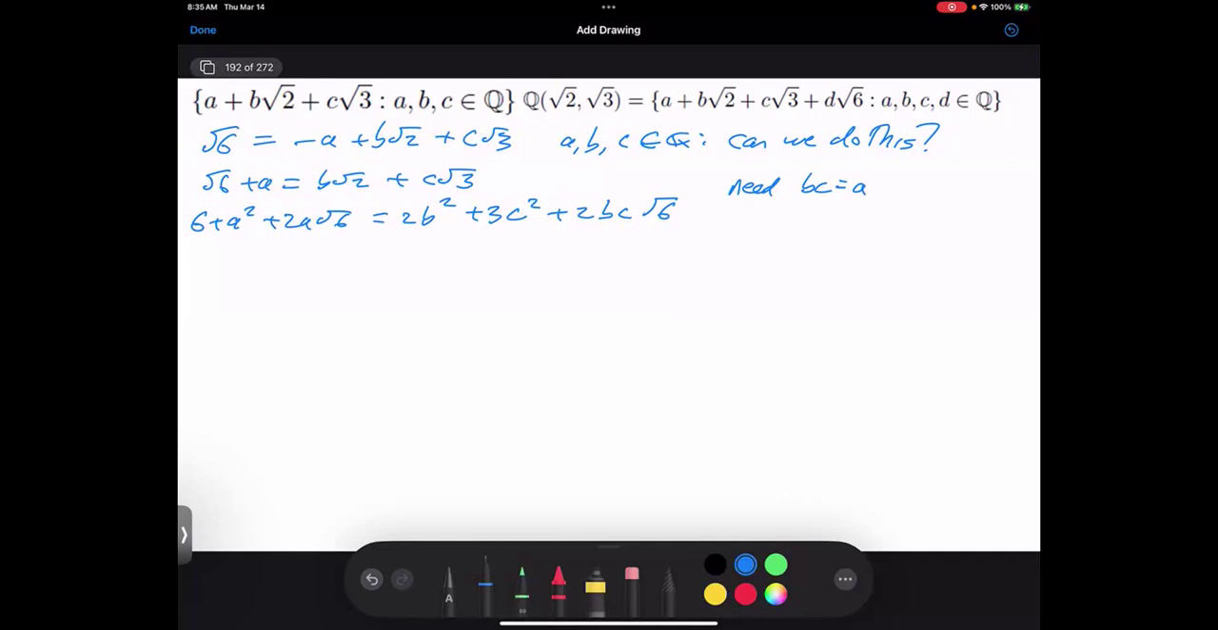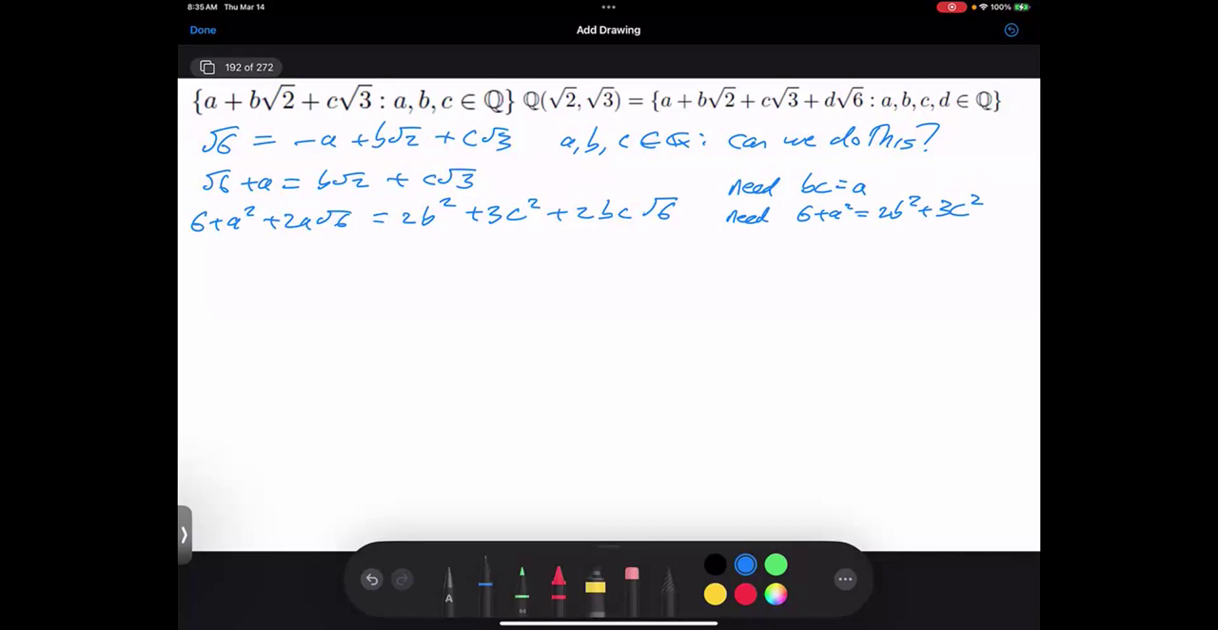Yes. So bc equals 2a. What's the other thing we need? 6 plus a squared equals 2b squared plus 3c squared. Perfect. And so the question is, can we solve this system of equations in the rationals?